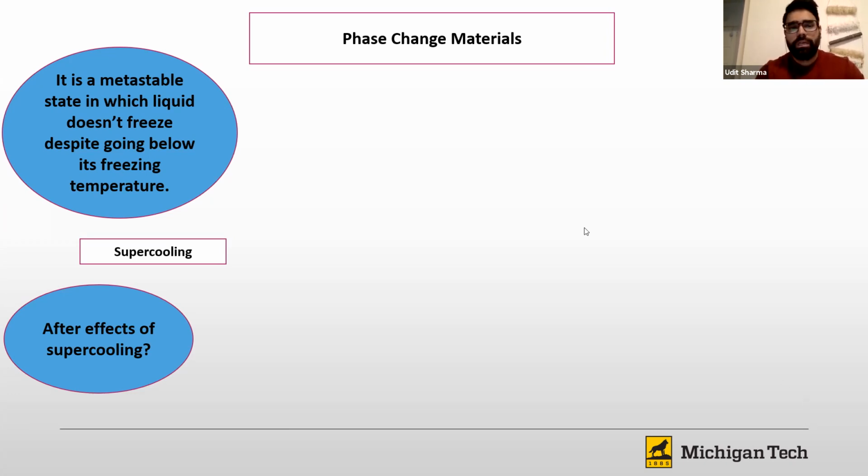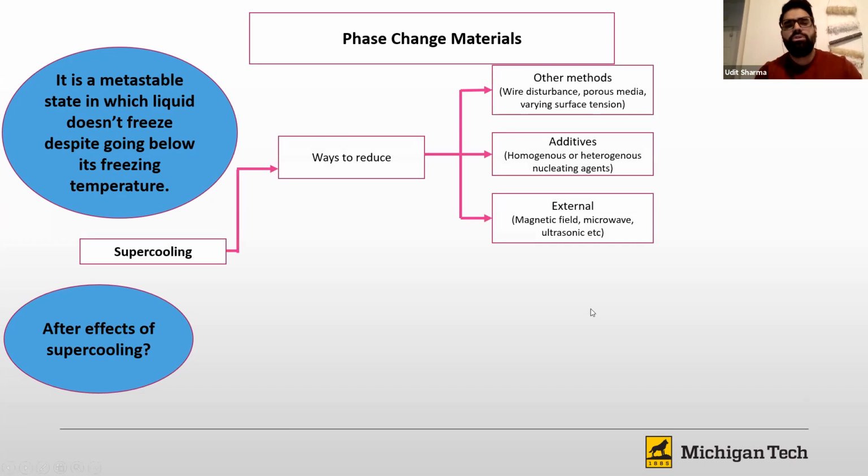People have come up with ways to reduce supercooling, but let me tell you that no one has eliminated supercooling. They have tried to reduce it. How have they done it? By adding materials that can start the nucleation so that it crystallizes faster. Other methods are providing wire disturbance, porous material, and varying surface tension. These are the various ways that people are trying to reduce supercooling.